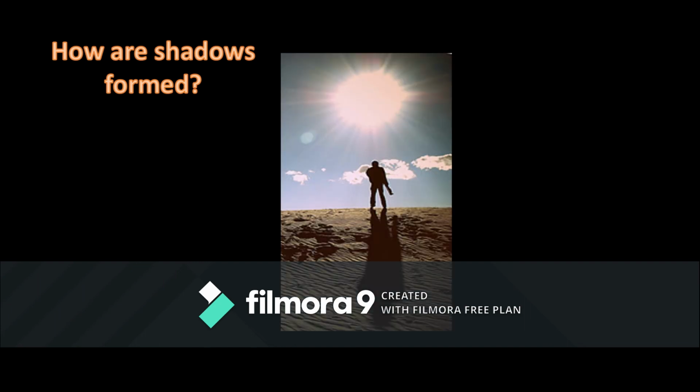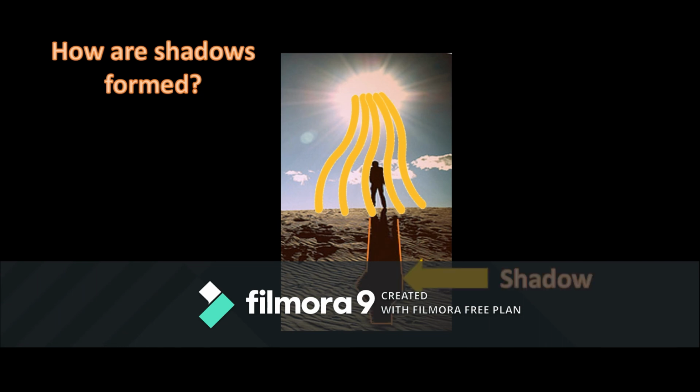So another topic to learn is how shadows are formed. First, light is a form of energy, which travels as waves in straight lines, as long as nothing is in its way. A shadow is an area of partial darkness where the light has been blocked by an object.